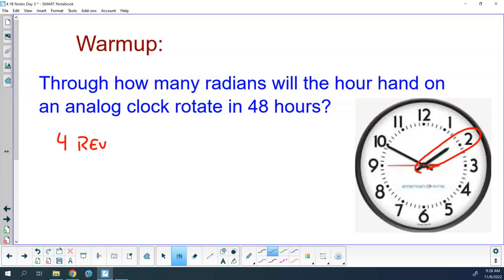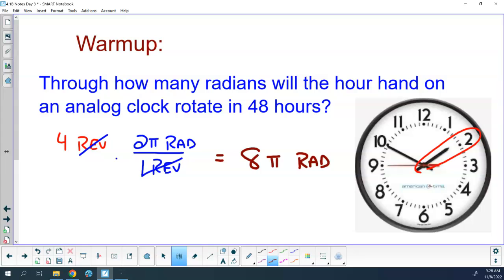Okay. Which means then we want to know how many radians 1 revolution, almost said 1 radian there. 1 revolution is 2 pi radians. So that hour hand would do how many radians in 48 hours? 8 pi radians. Okay. Good time.